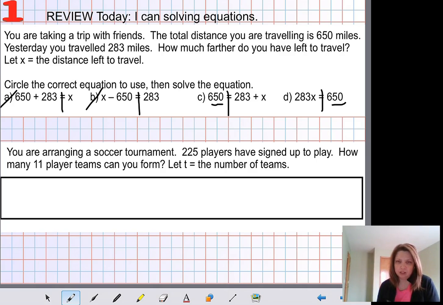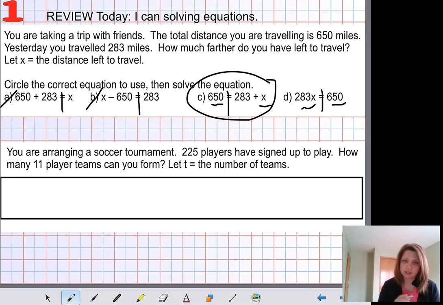So now we have two to decide. If you traveled yesterday 283 miles, and the total is 650 miles, are you going to add the miles that you're going to travel today, or will you multiply by the miles you're going to travel today? So think logically. In order to get 650, are we going to add today's miles plus yesterday's, or will we multiply them? And I hope your answer is we're going to add, because yes, yesterday's miles, 283, plus today's miles will give us a total of 650, and that will be the best choice.